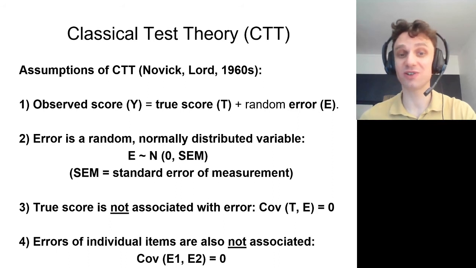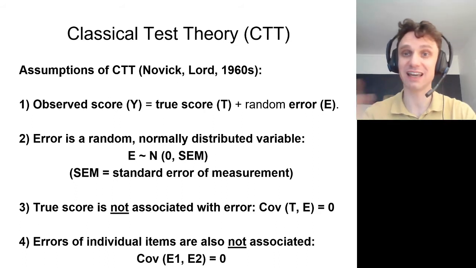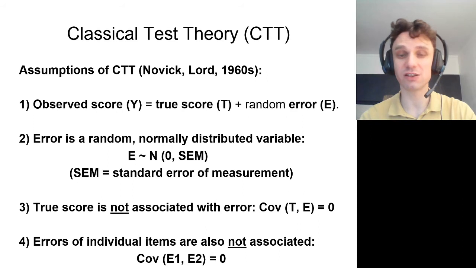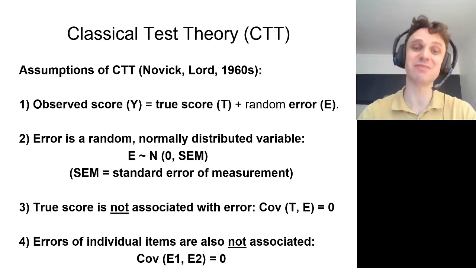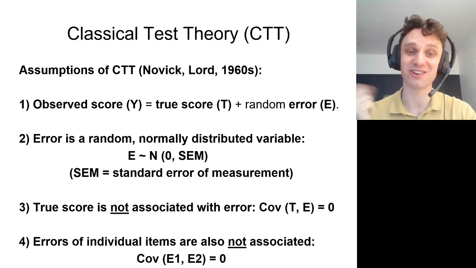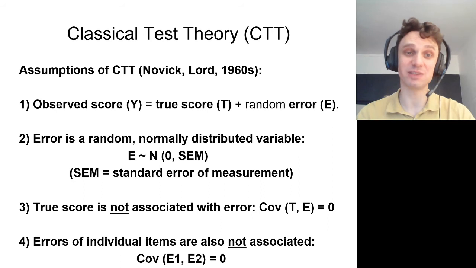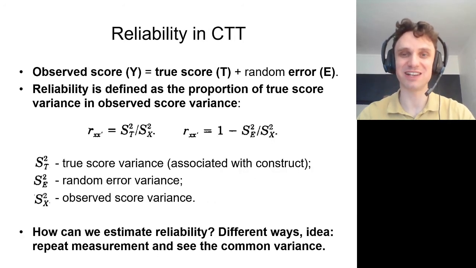Another assumption is that true score is not associated with error. So basically, the precision of measurement in the center of the scale and on the ends of the scale is equal, which is also not quite the case. And finally, the fourth assumption is that errors of individual items are not associated, which is also not quite the case, because if you have two items that share some strange word that some people fail to recognize, their reactions to those items will be biased in a similar way, so there will be a covariance of errors or correlation of errors. But nevertheless, despite these assumptions do not perfectly hold in all questionnaires, we still use classical test theory as a basis for estimation of reliability.